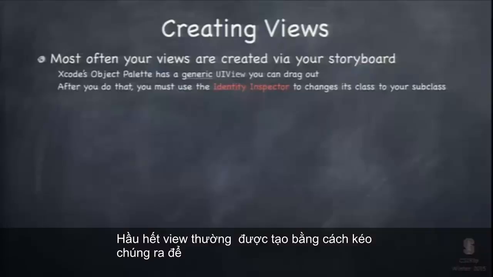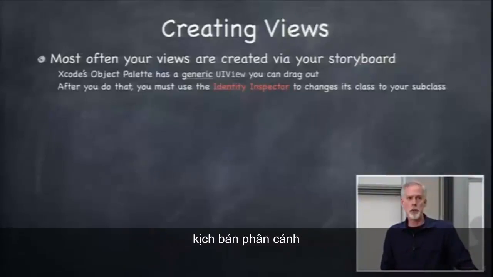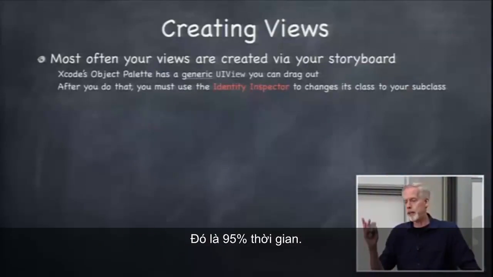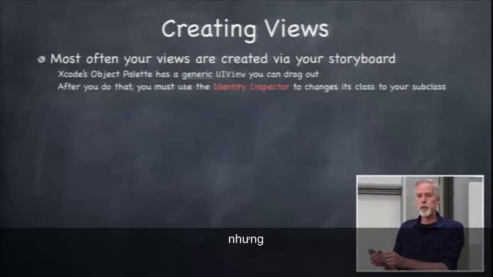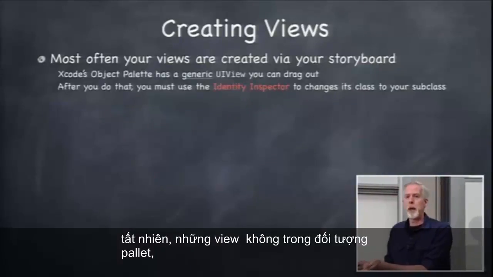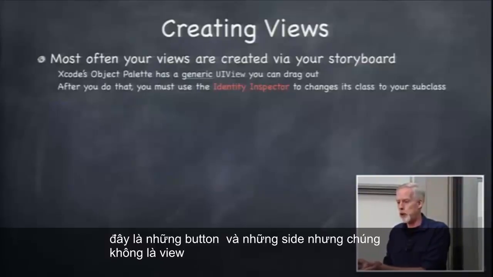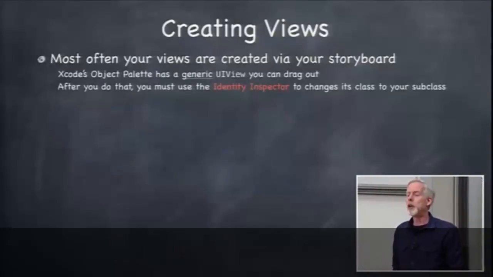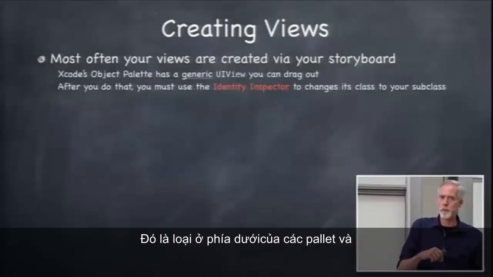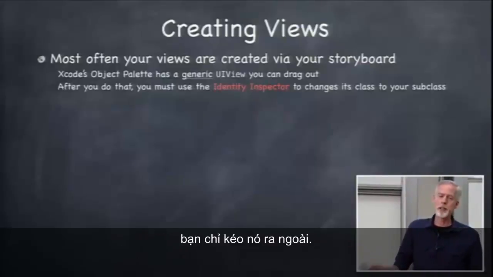Most often, views are created by dragging them out into your storyboard. That's 95% of the time. But of course, your views aren't sitting in the object palette. There's buttons and sliders, but there's no "your view." So you have to drag out a generic view. It's kind of at the bottom of the palette. You just drag it out.